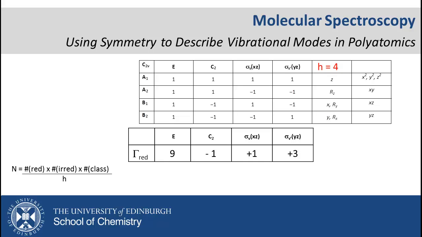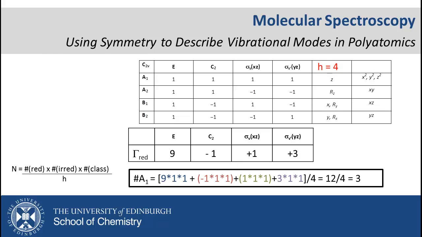Let's take one example. For A1, the number is 9 times 1 times 1 for E, plus minus 1 times 1 times 1 for C2, plus 1 times 1 times 1 for the first mirror operator, and 3 times 1 times 1 for the second. All of this summed up gives us 12 divided by 4, which is a value of 3. So there are 3 A1 irreducible representations contained in this reducible representation.